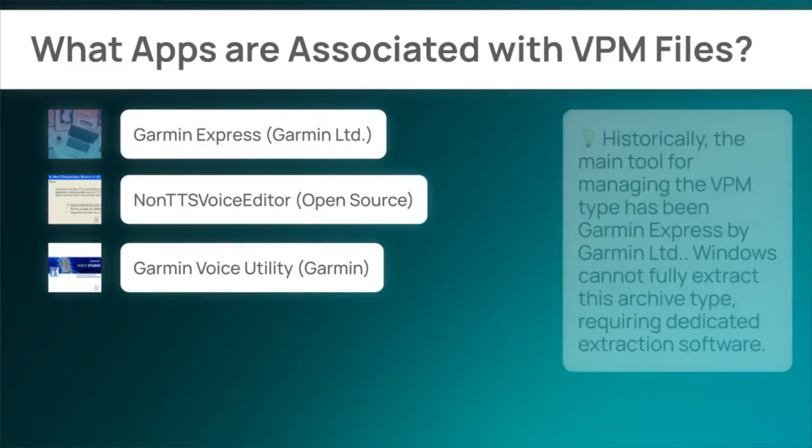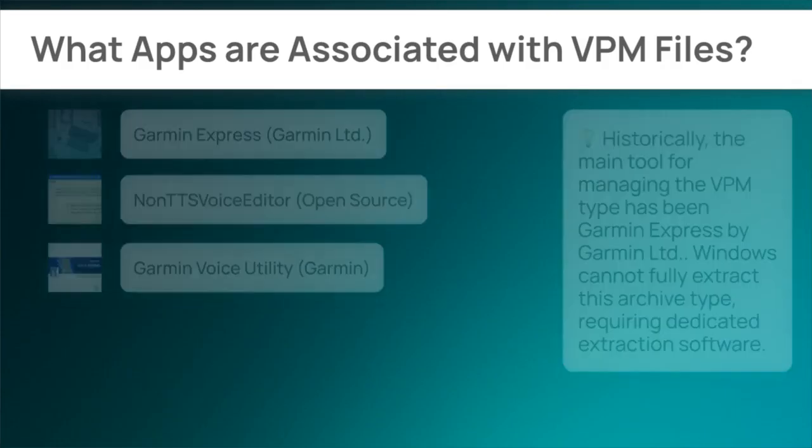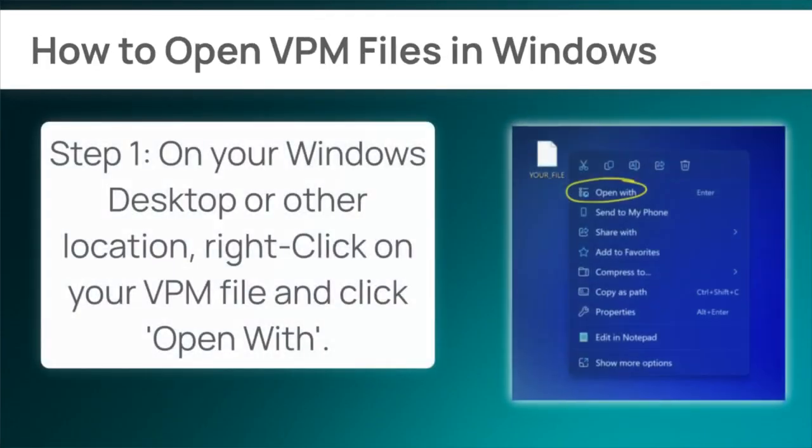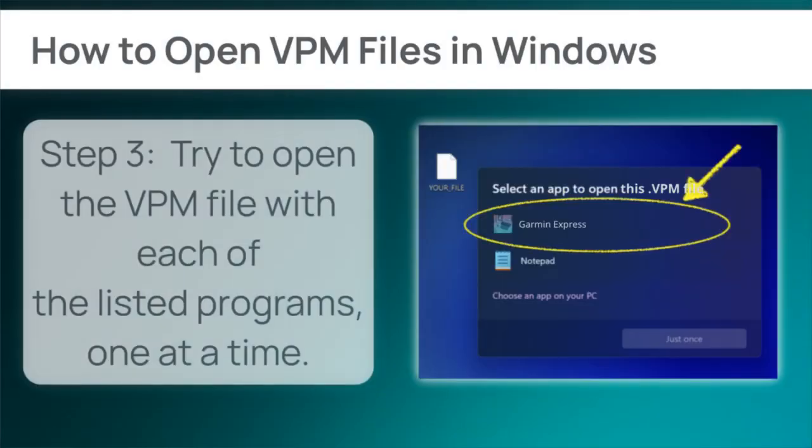Windows cannot fully extract this archive type, requiring dedicated extraction software. Windows can preview audio easily, yet nuanced control depends on dedicated sound editing programs. The initial action is crucial. Right-click your VPM file and select Open With. Use Garmin Express if it's installed, it's the best candidate. If not, cycle through the remaining options until one works.